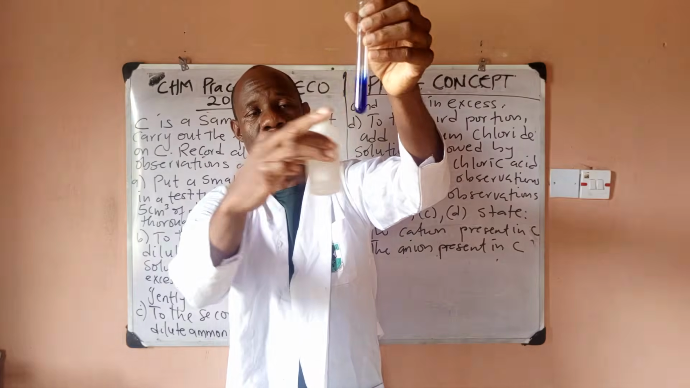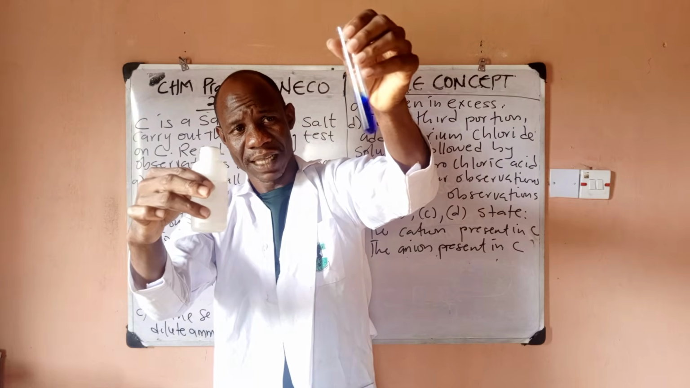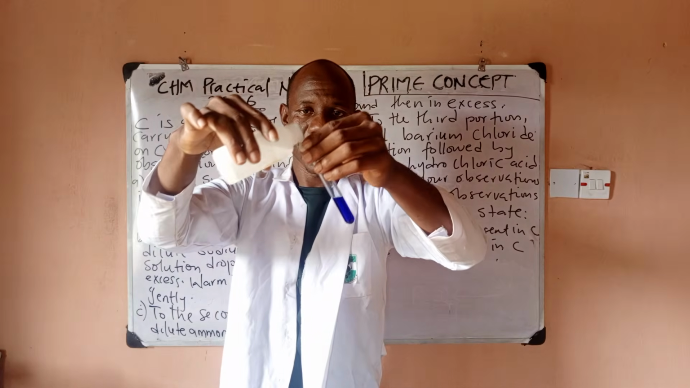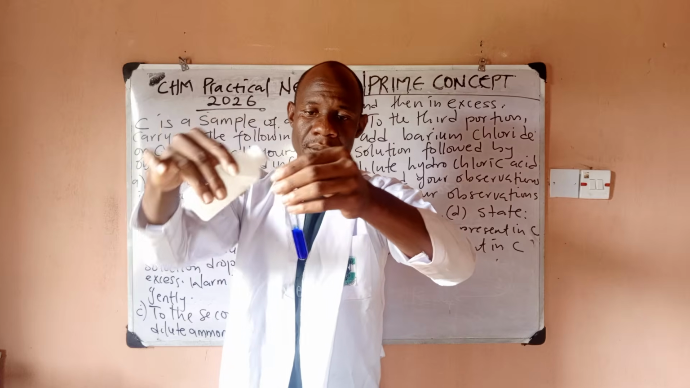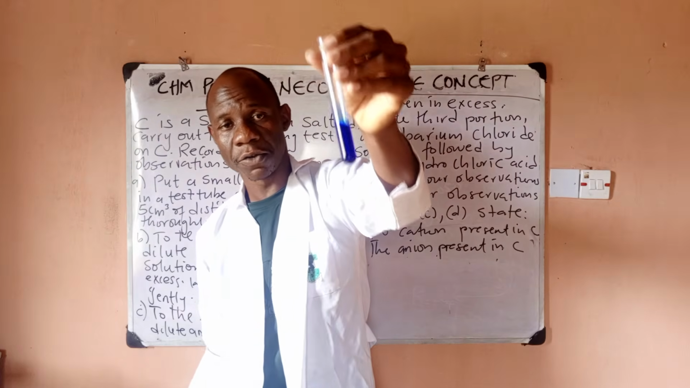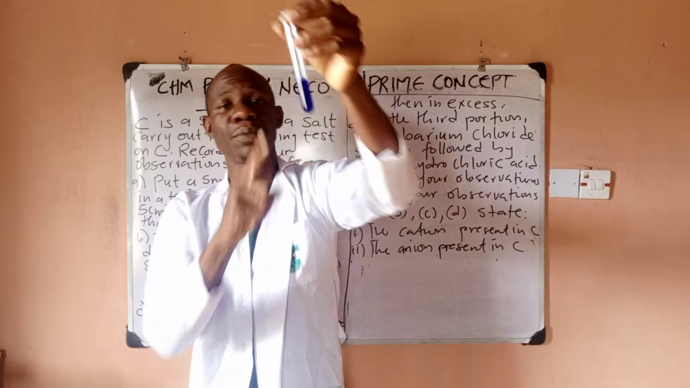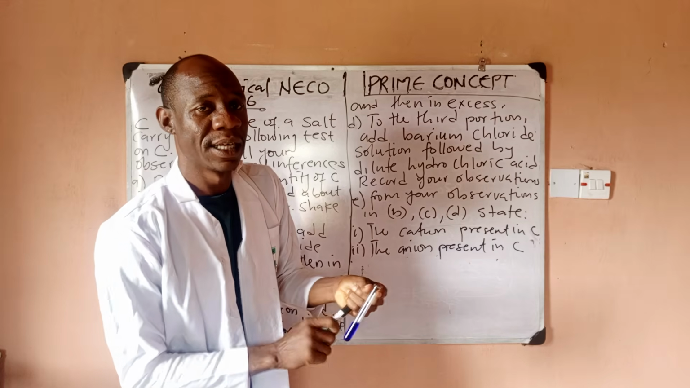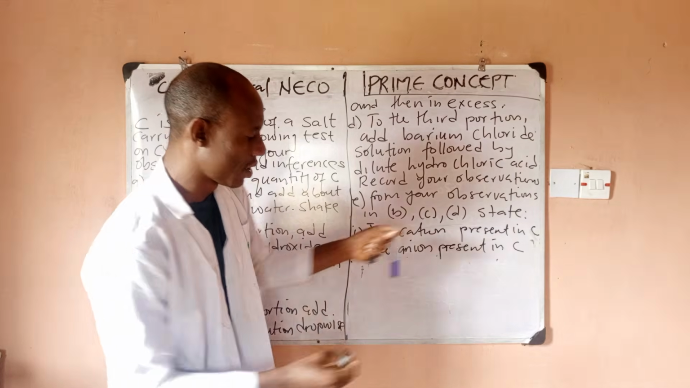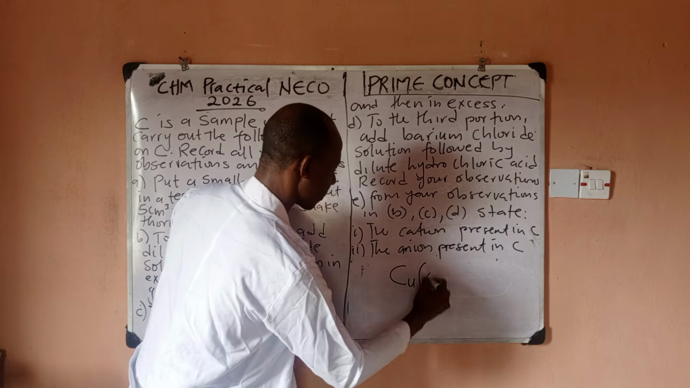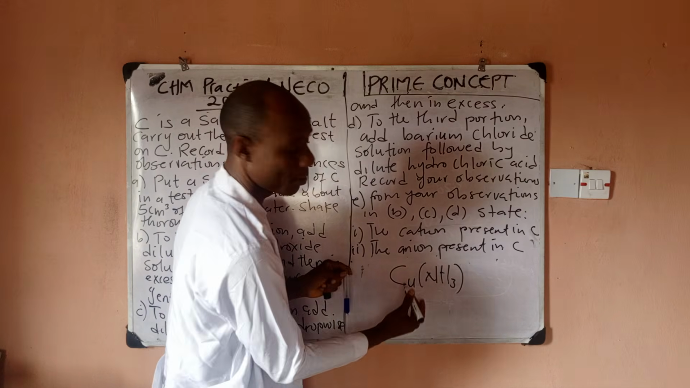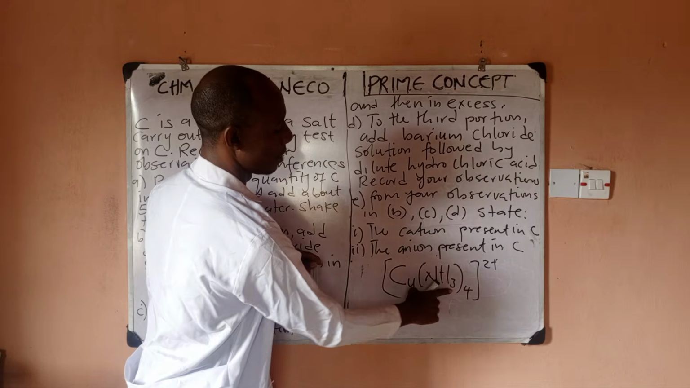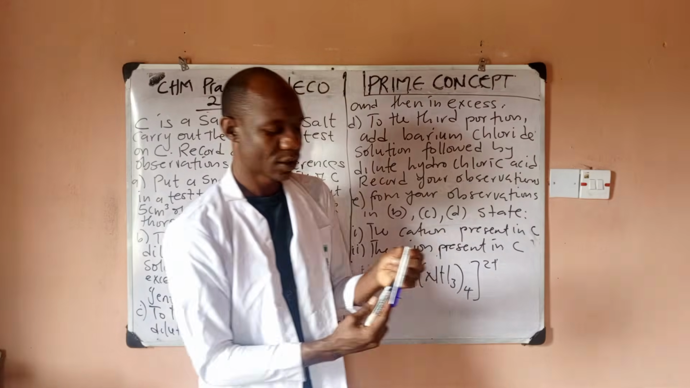Deep blue, and it is soluble. So the sample dissolves in excess ammonia to form what? A deep blue solution. Let me add more. So the sample dissolves to form a deep blue solution. And this deep blue solution you're actually seeing is what you call tetraamine copper 2 complex ion. So this is what you have formed. This is a complex ion, tetraamine copper 2 complex ion. So that is what is actually formed.